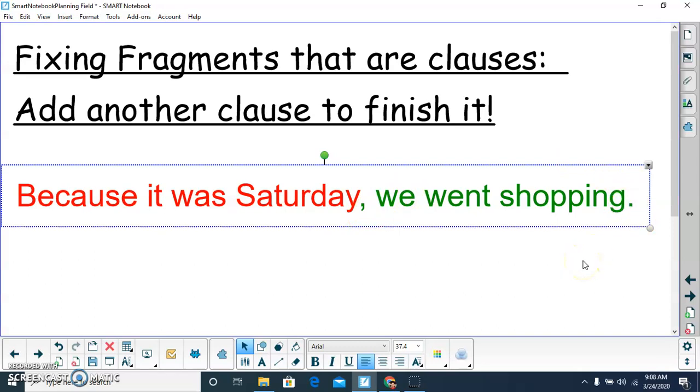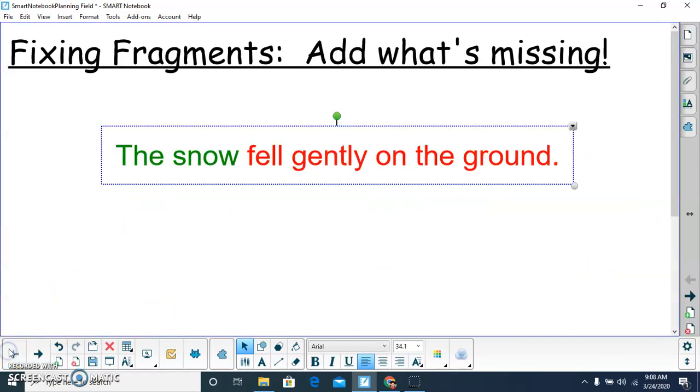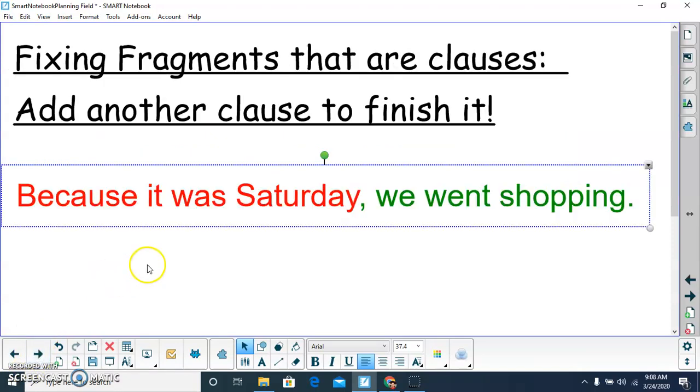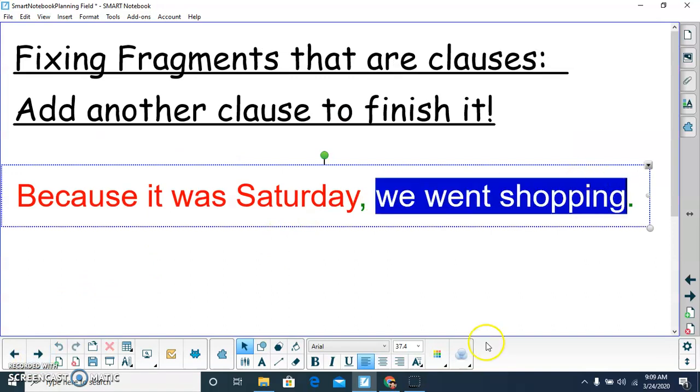So once again, if you have a fragment, finish it. Add what's missing. If it's missing a subject, add an action. If it's missing an action, add a subject. And if you have a fragment that's a dependent clause, add an independent clause to it to complete it.